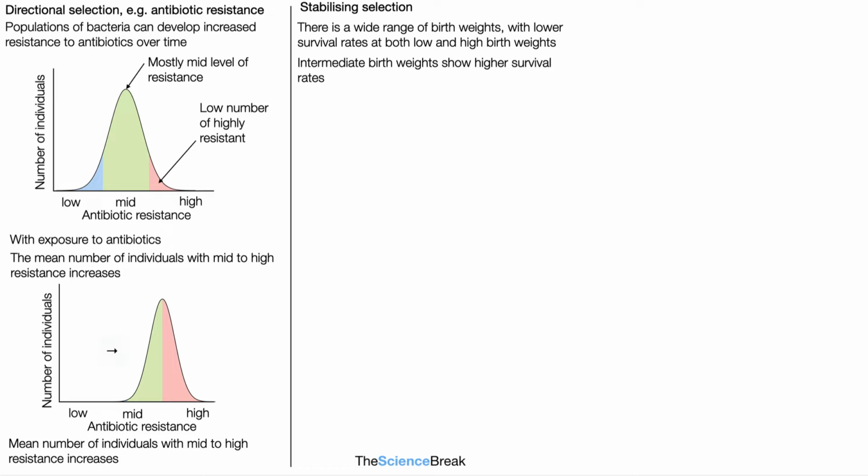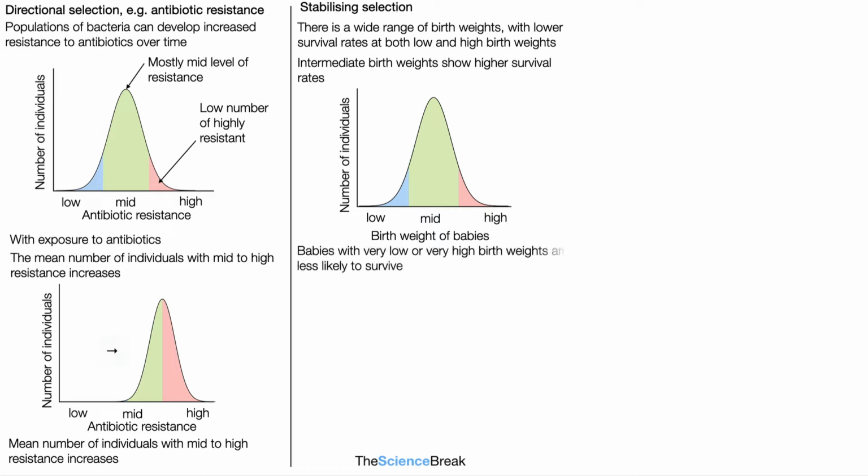So let's have a look at a graph of the birth weights first. We have low to mid to high, and most babies are in the middle range. So we have a high number of individuals that are in the middle, and we have a low number of individuals at the low end and a low number of individuals at the high end. Babies with very low or very high birth weights are less likely to survive.